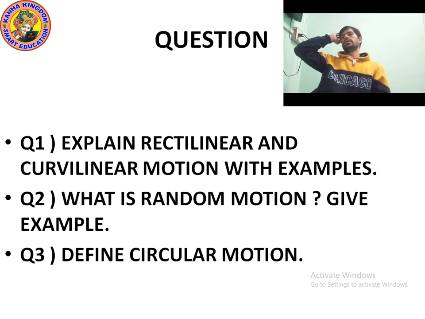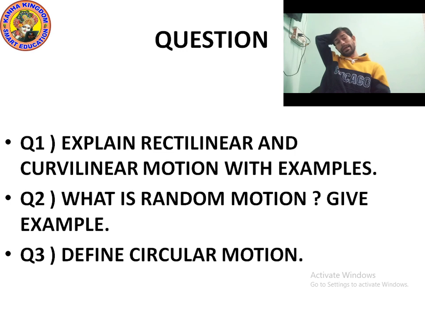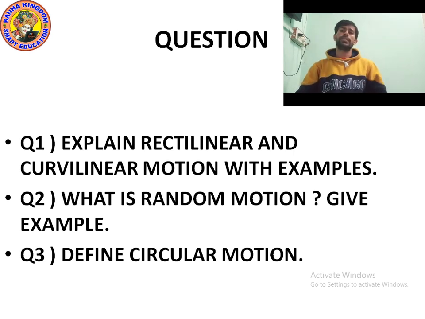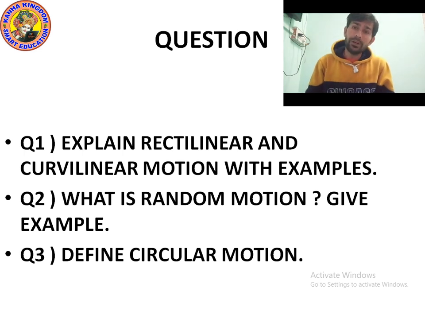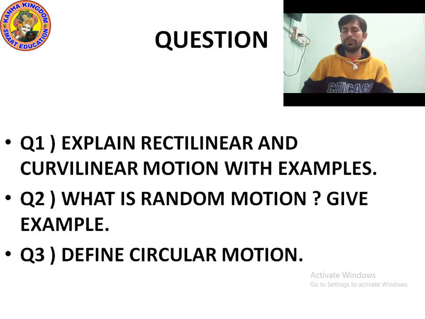Last question. Define circular motion. An object is said to be in circular motion when it moves around a fixed point called the axis. If any body is moving around an axis, it is known as circular motion, like the motion of a merry-go-round. Circular motion can be categorized into two parts: revolution and rotatory motion.